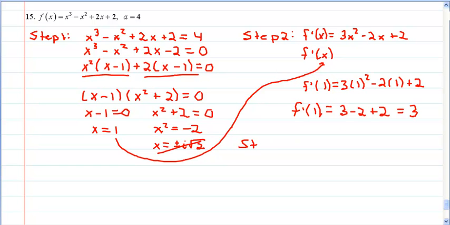And when I get to step 3, I just take the reciprocal of step 2, so that the derivative of the inverse at the point a equals 4 is equal to 1/3.